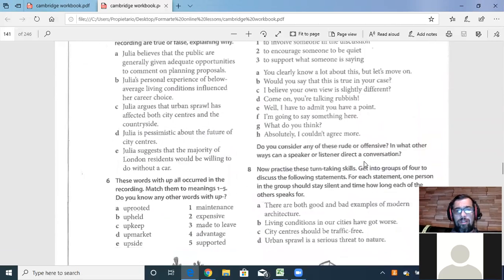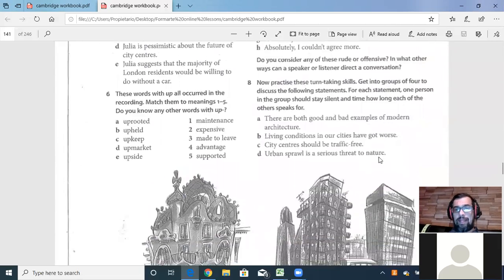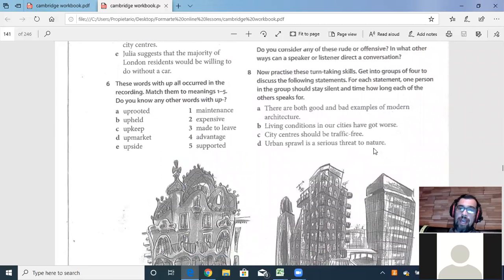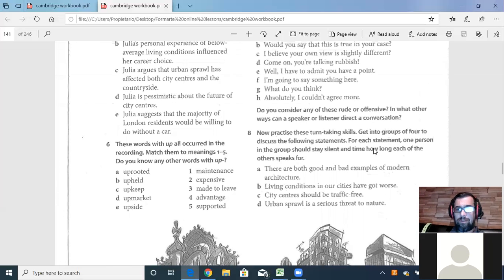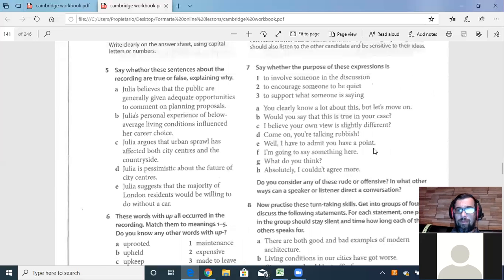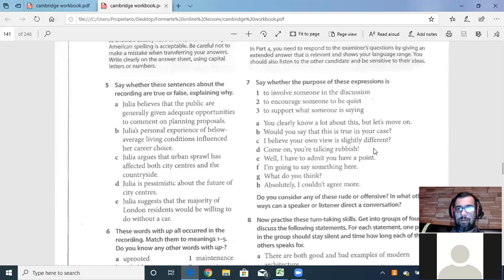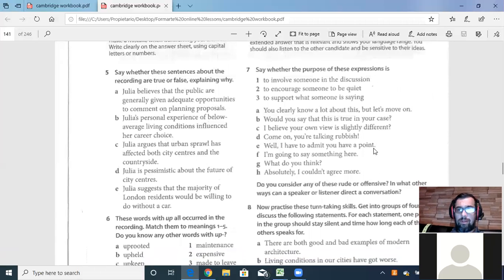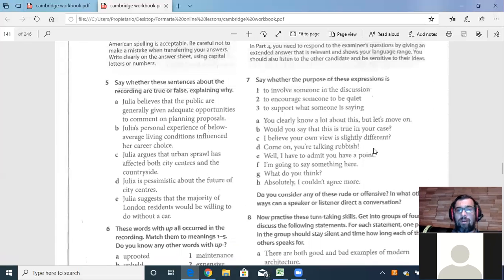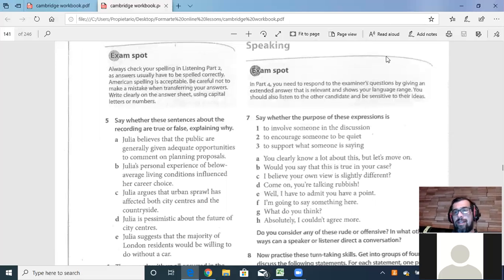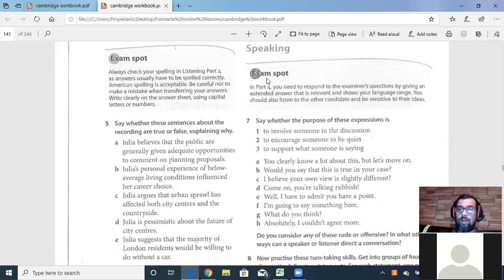Okay, since we are in the speaking part, let's continue with that speaking, just answering these questions. He says there are both good and bad examples of modern. Let me see. No, this is not the one. Sorry, let me check here. Well, let's start with this. Let's read here because we're going to practice a little bit of part four of the speaking part.